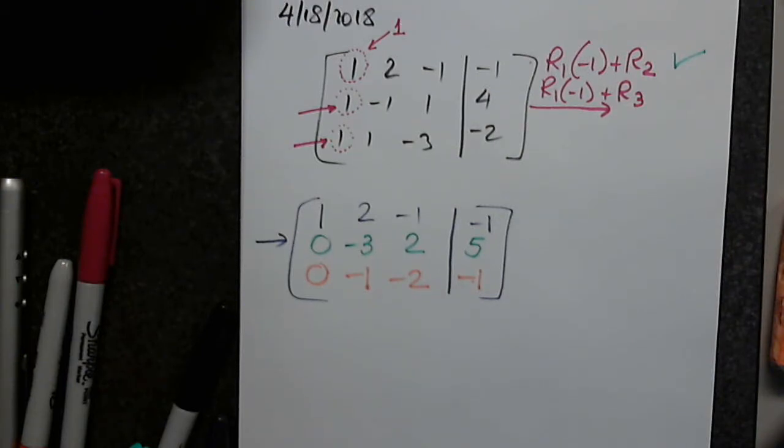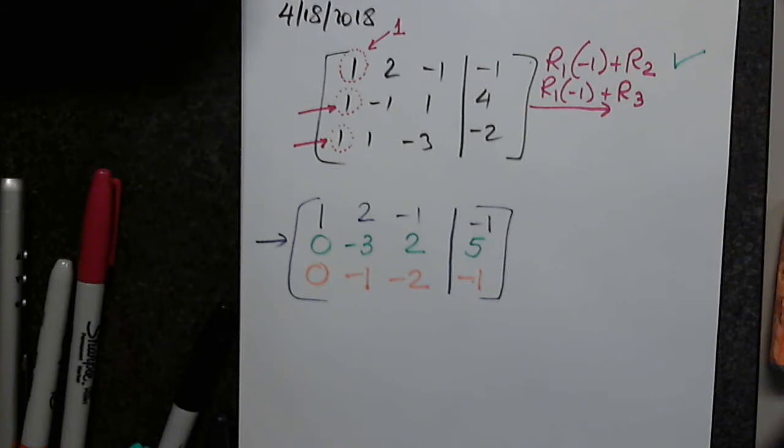And this is very important to remember. I have to get the 1 of the column first. Once I have the 1 of the column, then I will get the corresponding zeros of the column.